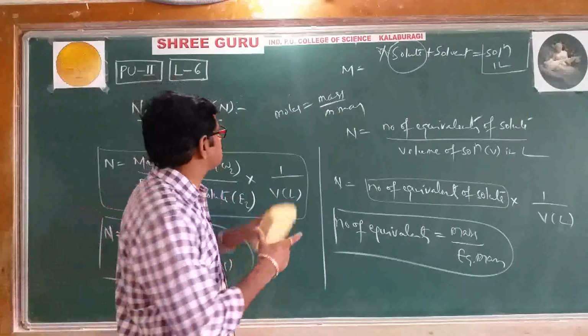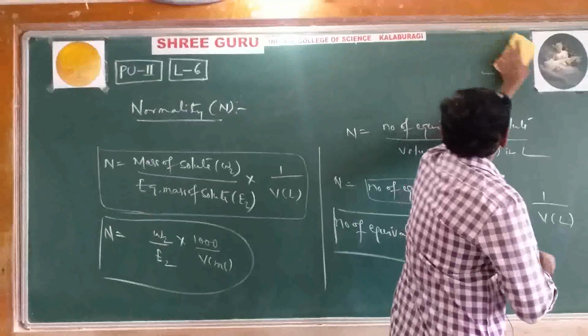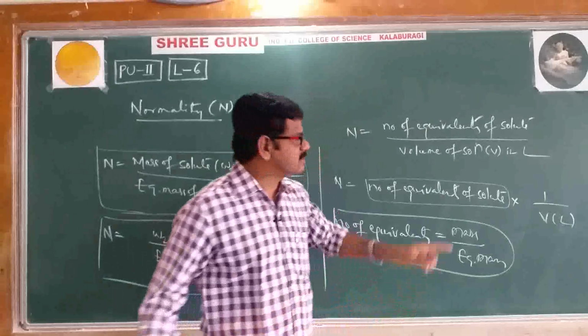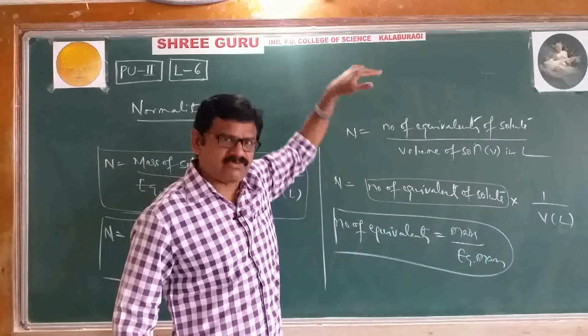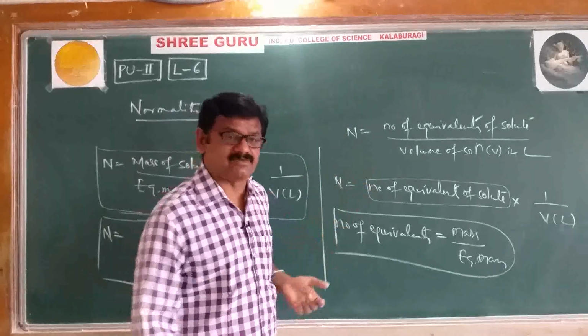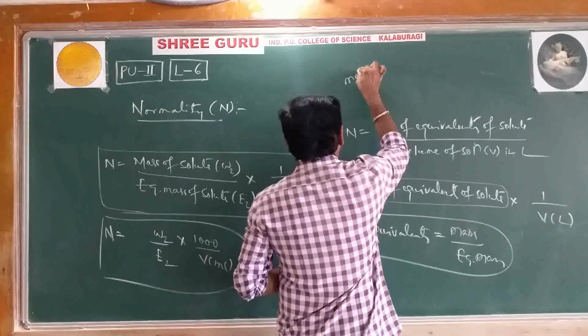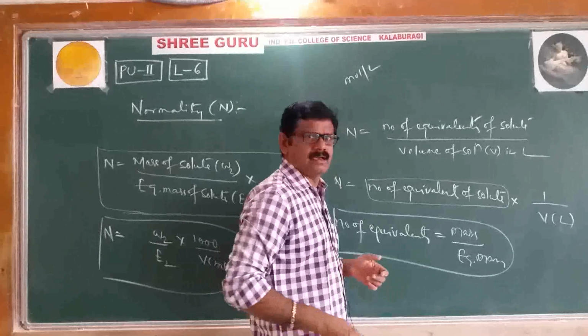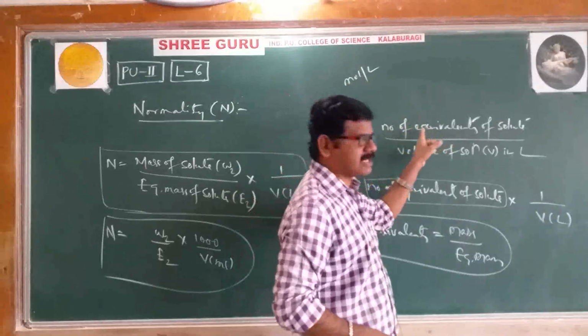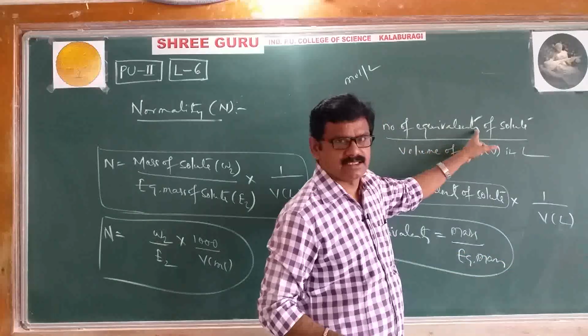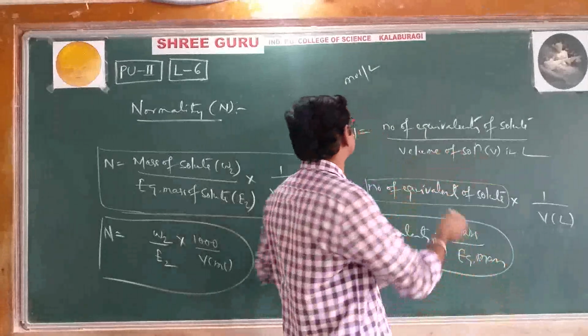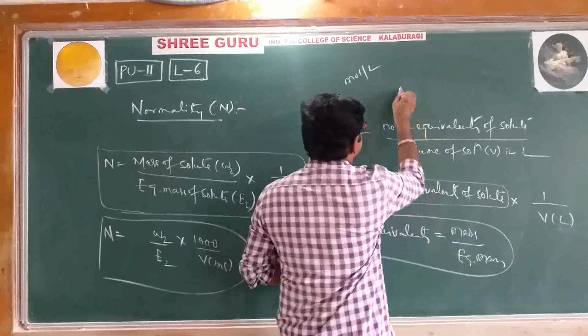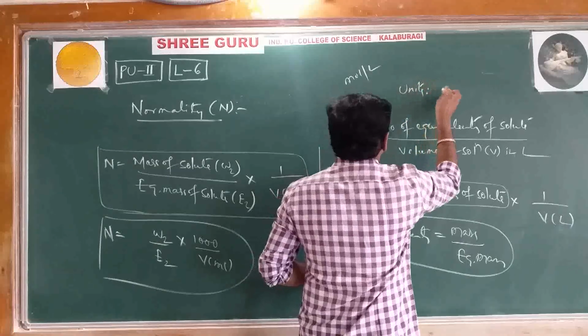Then we can also write its units. What are the units for normality? Before that, what were the units of molarity? Molarity units are moles per liter. Here instead of moles, equivalents are there. That's why the units are equivalents per liter. That's it. I'll write here the units: equivalents per liter.